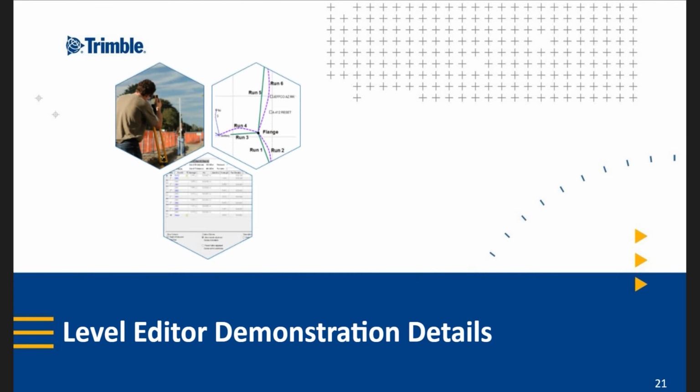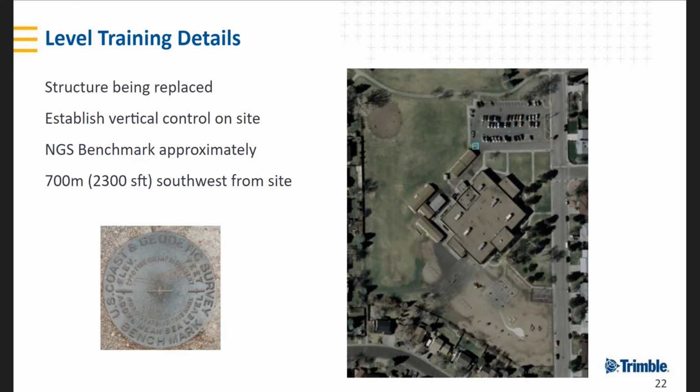Okay, so now moving forward to some details about the demonstration, some notes just to explain what's happening. So this location is in my neighborhood. This is a school that has been replaced, but at the time it was a good scenario to do some level exercises and establish some vertical for a training exercise, putting it into a practical scenario. So we have a site and a scenario worked out.